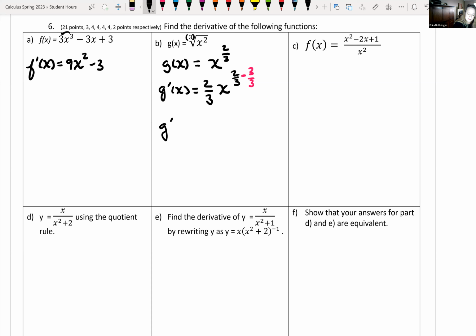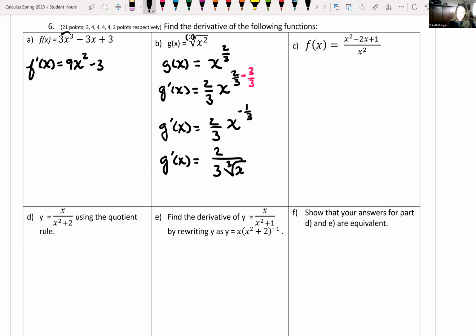Let's simplify this a little bit. The derivative here is 2/3 x to the negative 1/3, since 2/3 minus 3/3 is negative 1/3. For my class, I'm okay with you leaving it like this. For the future, you would probably want to rewrite it and make that exponent positive. We can bring it down to the denominator. That would be x to the 1/3 power, which is the same thing as the cubed root of x.